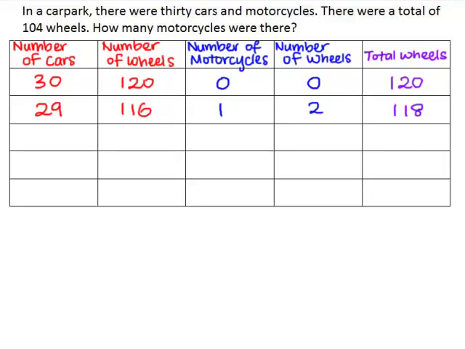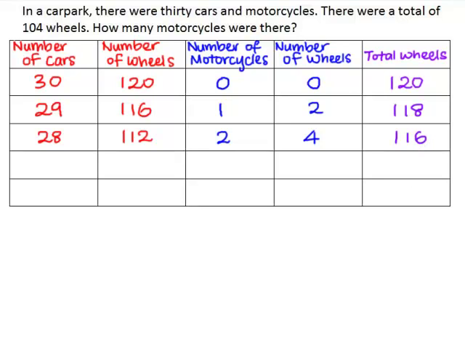For the next row, we will again assume 1 less for the number of cars. 1 less than 29 is 28. 28 times 4 is 112. So if there were 28 cars, there would be 112 wheels from the cars. If there were 28 cars, there would be 2 motorcycles. 2 times 2 is 4, so if there were 2 motorcycles, the number of wheels from the motorcycles would be 4. The total number of wheels would be 112 plus 4, which gives us 116.